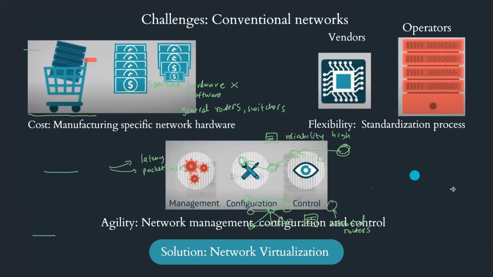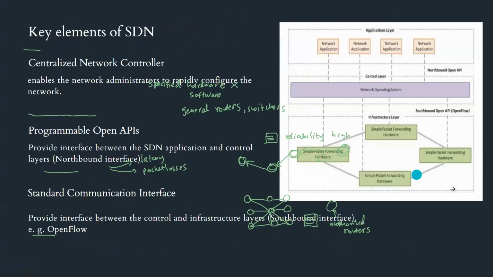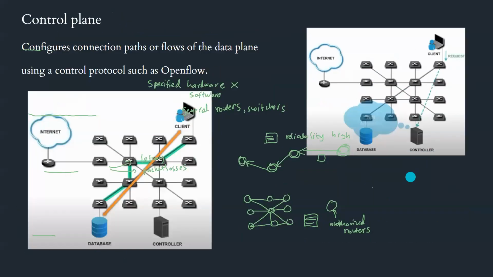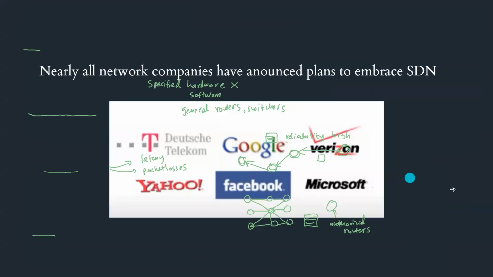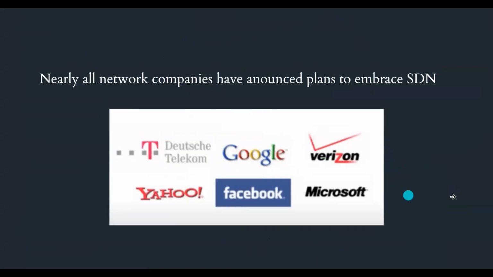So most of the content that I have covered under SDN is now, I think, sufficient for software defined networking. There are multiple companies using software defined networking technology. Google, Facebook, Microsoft, Yahoo, Verizon, and some other companies have already started using it.